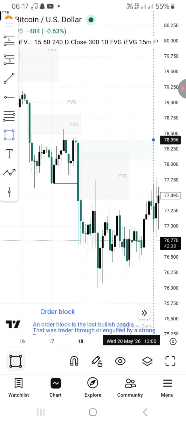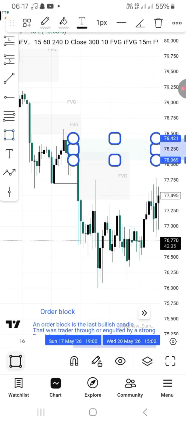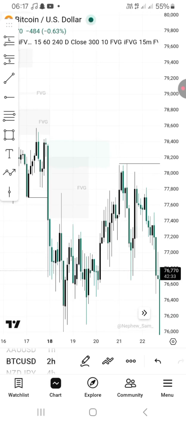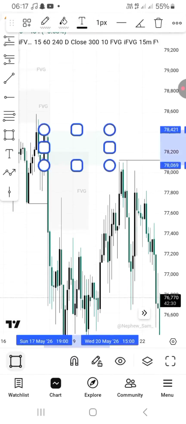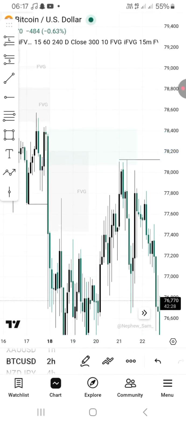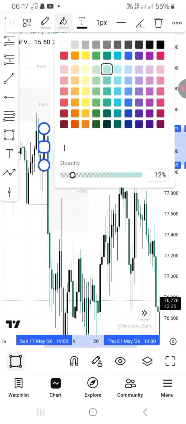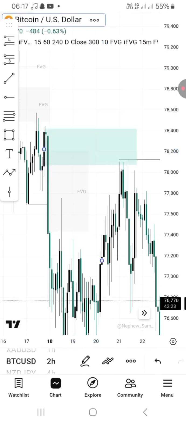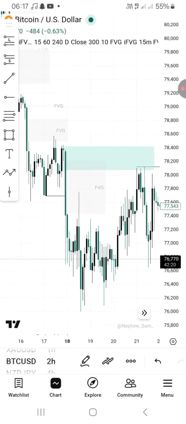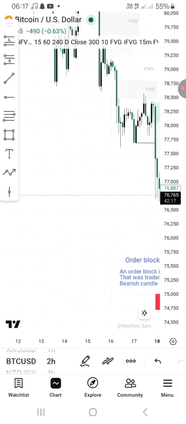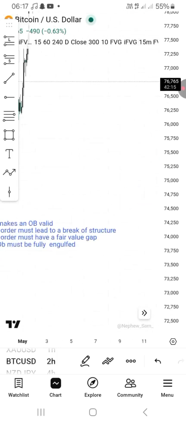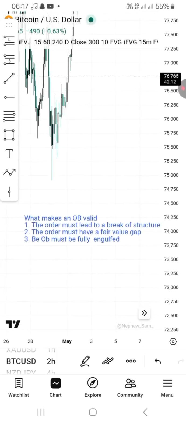So if we are to highlight that out, let's see what happens later if price returns back to that order block. And as you can see, price returned back to the order block. So now the second criteria we want to see if an order block is valid: the order block must lead to a break of market structure, which we have seen. And secondly, the order block must have a fair value gap.